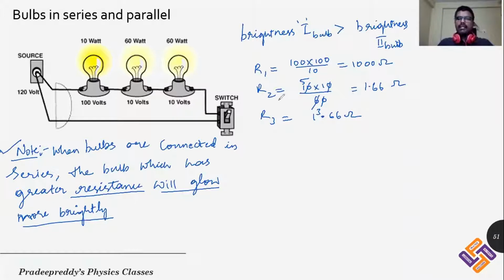Therefore, as R1 is having more resistance out of all the three bulbs, this one glows more brightly. You could see in the figure also. Clear? So different bulbs connected in series will glow more brightly based on their resistance.